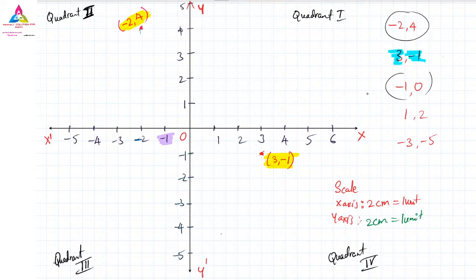So minus 2, minus 1 and 0 we have. Minus 1 is here, and 0 is at the y-axis. So this is our value of that. You can write it down, that minus 1 and 0.